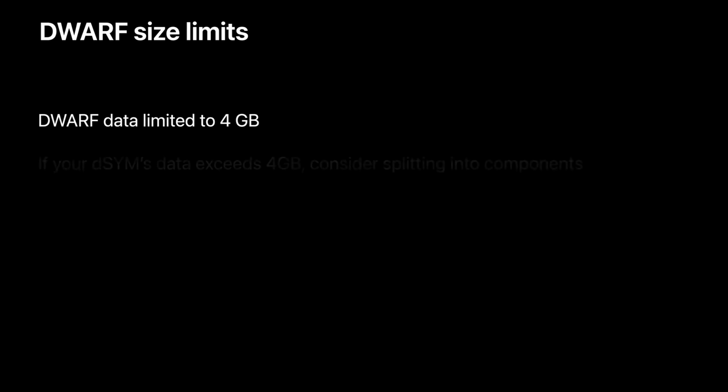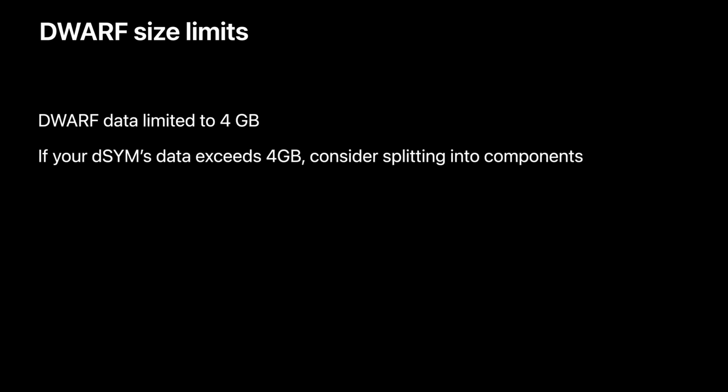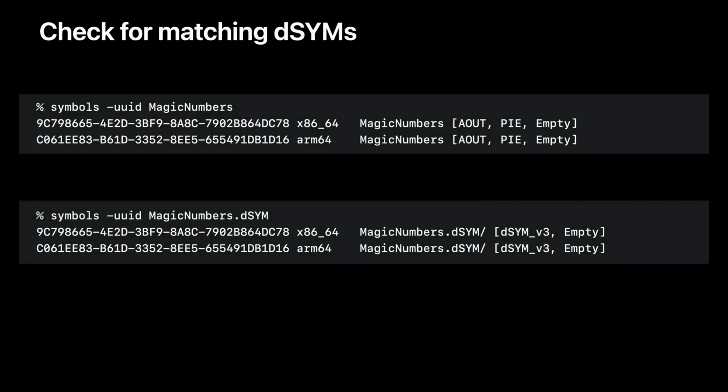DWARF data also has a cap of 4 GB per binary. If you're running into issues with your dSYMs and see that they're exceeding 4 GB, consider splitting the project into separate components so that each one has its own, smaller dSYM. You can make sure that the dSYM you're using matches the specific build of your app that you're interested in by comparing UUIDs. The app's UUID is in the binary images list section of crash reports, and you can also see it with the symbols command. You should ensure that both your app and your dSYM have the same UUIDs.